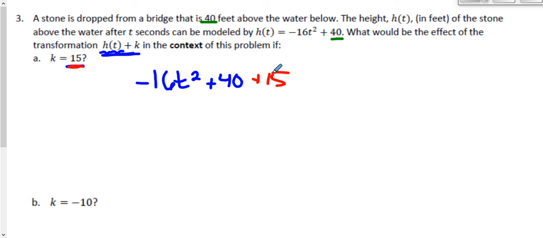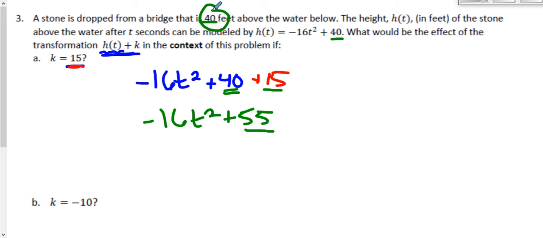So negative 16t squared plus 40, if I add 15, that 15 is going to combine with the 40 I already had, and that changes this to negative 16t squared plus 55. To figure out what that does to the story, I have to figure out what the 40 meant and what this new 55 means. Well, the 40 was how high this stone was above the water. It was being dropped from a 40-foot bridge. Now it's turned into the number 55.